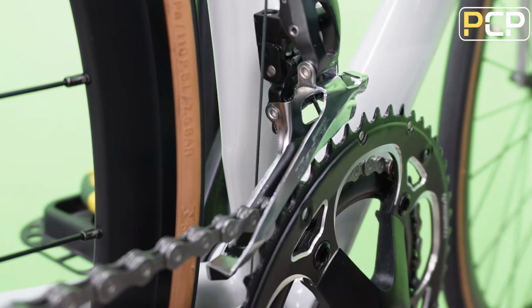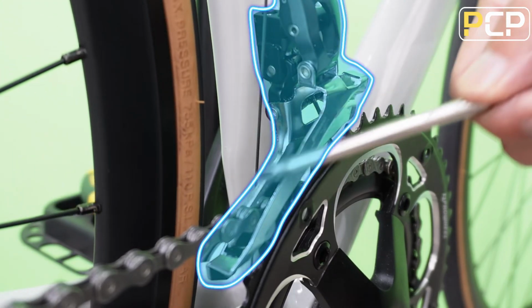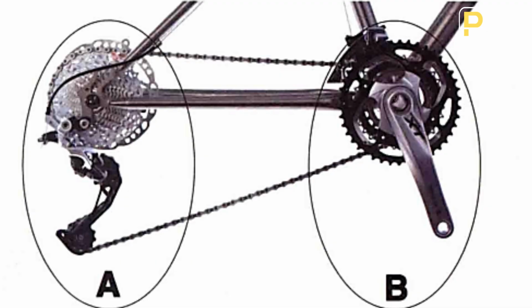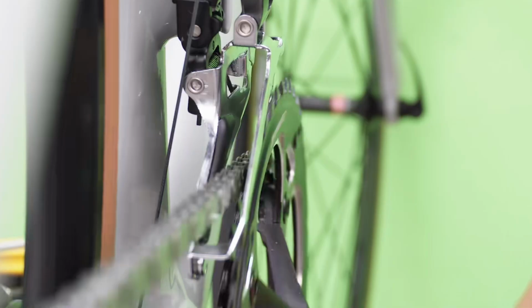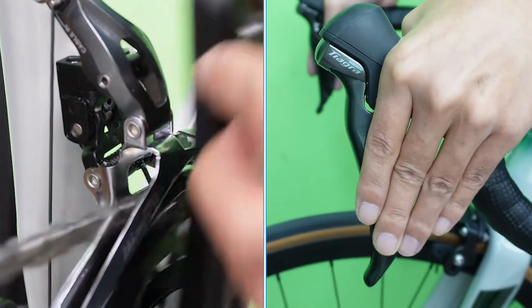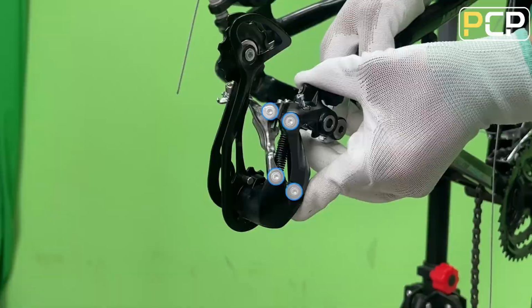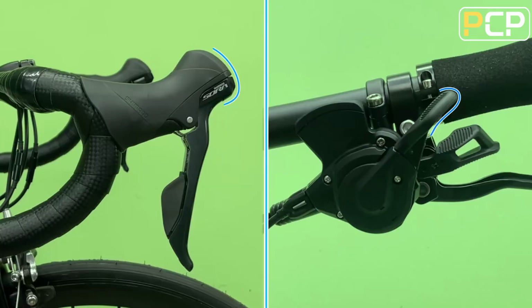2. The type of transmission system. The transmission system includes the front transmission system and the rear transmission system. The front transmission system includes the front derailleur, crankset, crank, and the front shifter. Similarly, the rear transmission system includes the rear derailleur, flywheel, and rear shifter.